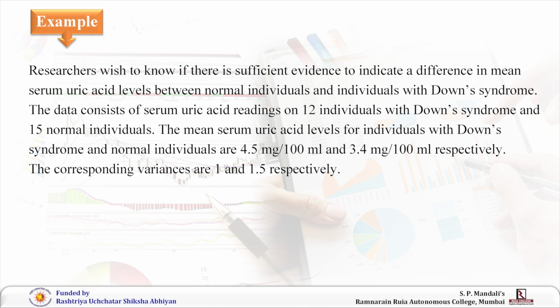Consider the example of the above situation where researchers want to know if there is sufficient evidence to indicate a difference in the mean serum uric acid levels between normal individuals and individuals with Down syndrome. Now, the data consists of readings of a sample of size 12 of individuals with Down syndrome and size 15 of normal individuals, and for the two populations the means obtained are 4.5 and 3.4 respectively, and their variances are known to be 1 and 1.5 respectively.